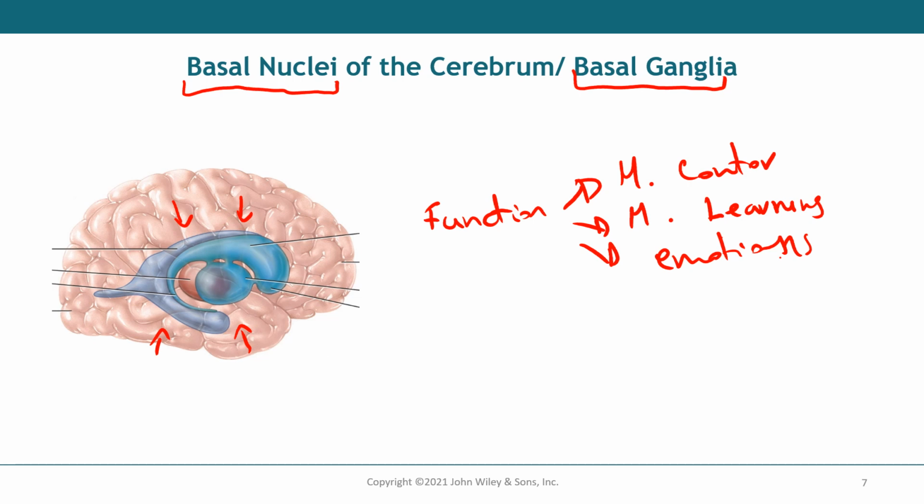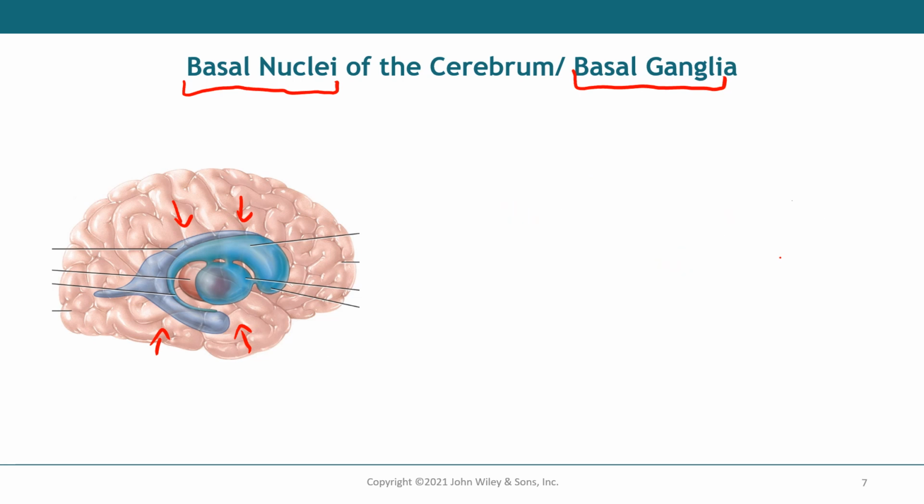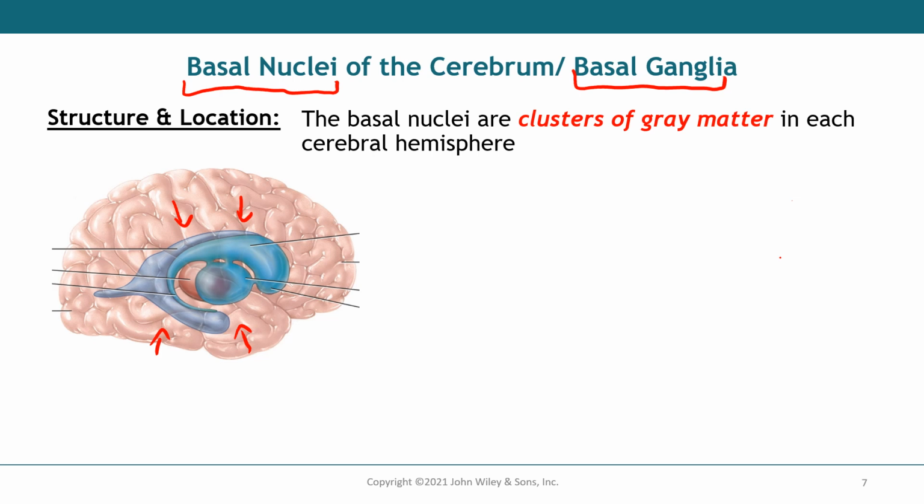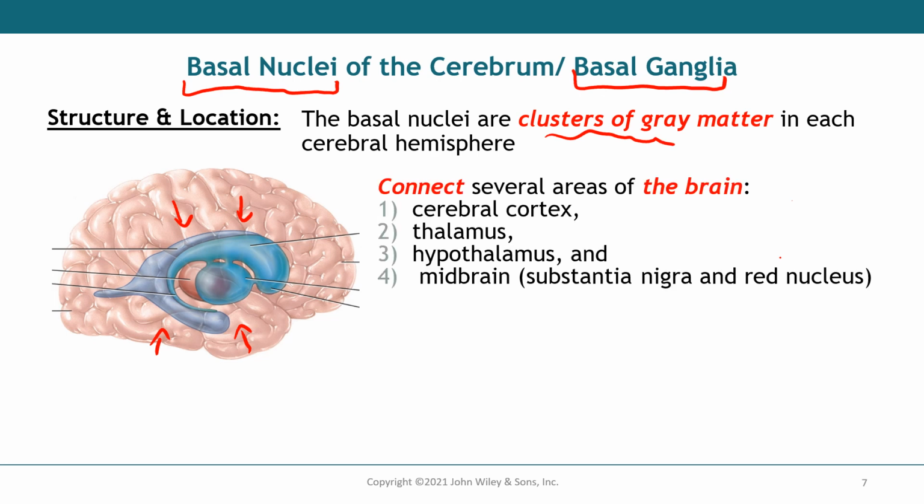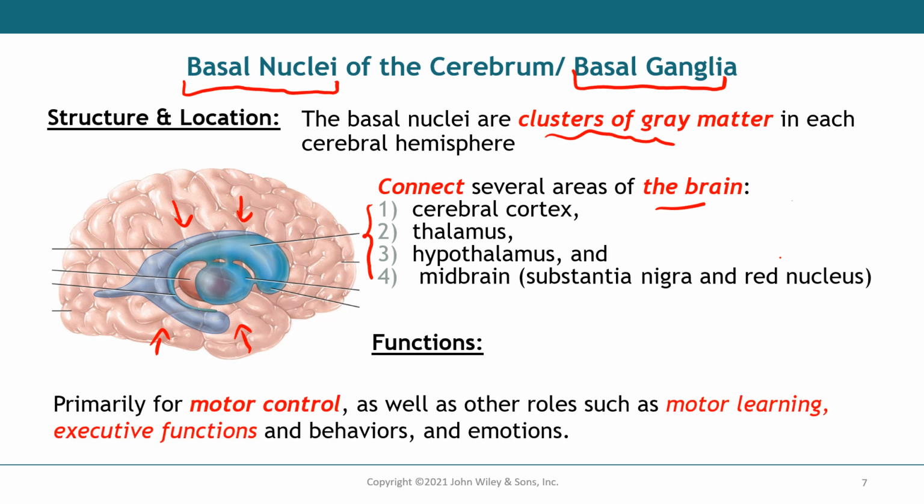So let's recap the main ideas. I told you about the location of the basal ganglia: they are just nuclei, a cluster of gray matter, and they are located in each hemisphere. I also told you that they connect several areas of the brain, and these are all the different areas that are connected by these basal nuclei. In addition to that, I told you that the functions include motor control, motor learning, executive functions, as well as emotion. And there are more, you can find them in your textbook.